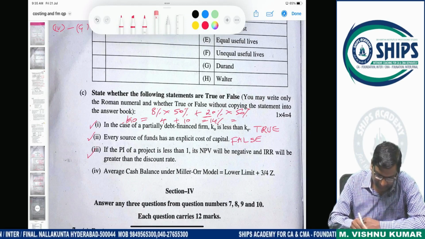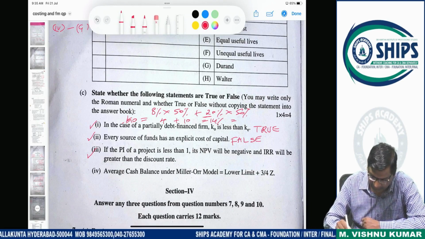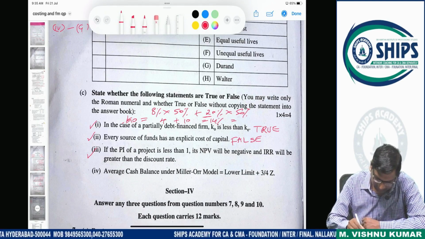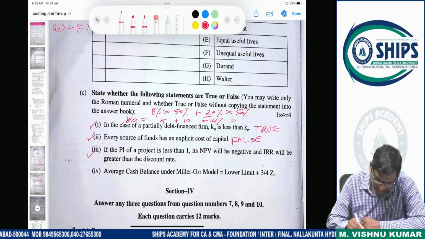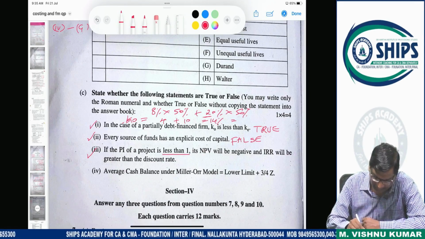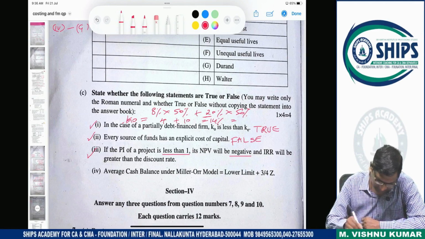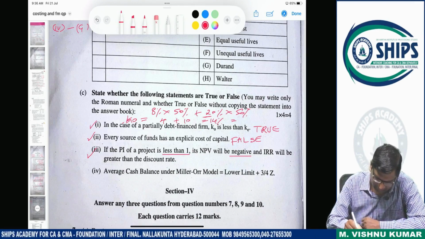Next, if profitability index of a project is less than 1, its NPV will be negative and IRR will be greater than discount rate. Check this question once again. If profitability index is less than 1, outflow will be more, inflow will be less, so NPV will be negative, yes. And IRR will be greater than discount rate, yes. So this is true.